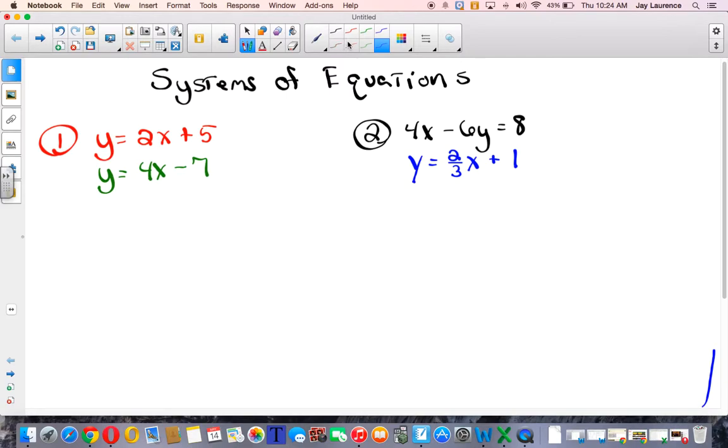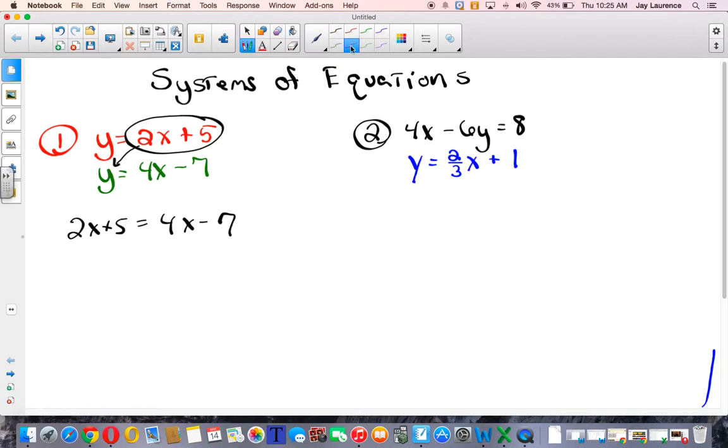I'm not going to graph them, but you could if you wanted to. And when I do that, we're going to see what we end up with. So this one here looks like a great substitution problem. It would be a good graphing problem, but I'm going to do it by substitution. I'm going to let 2x plus 5 substitute in for the y in the green equation. So I'm going to get 2x plus 5, and that's going to equal 4x minus 7.